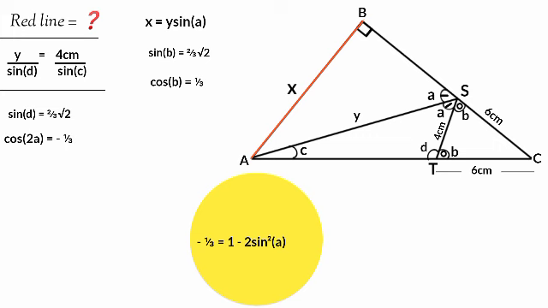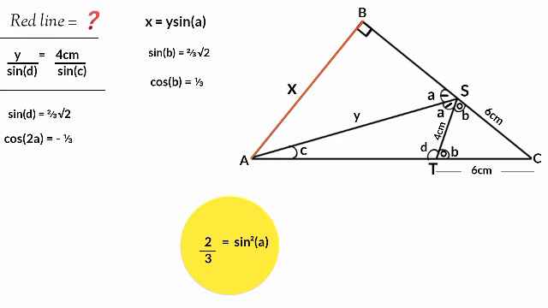If we subtract 1 from both sides, here 1 minus 1 is 0. And here minus 1 over 3 minus 1 is minus 4 over 3. So minus 4 over 3 equals minus 2 sine squared A. This negative sign will cancel this negative sign. So 4 over 3 equals 2 sine squared A. Divide both sides by 2. Here 2 cancels 2. And here 4 over 3 divided by 2 is 2 over 3. So 2 over 3 equals sine squared A.